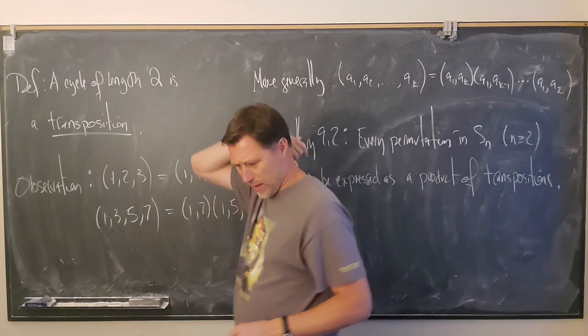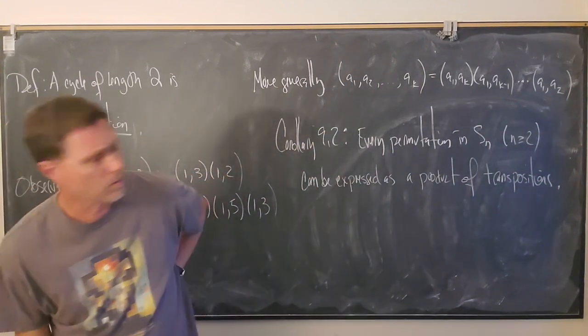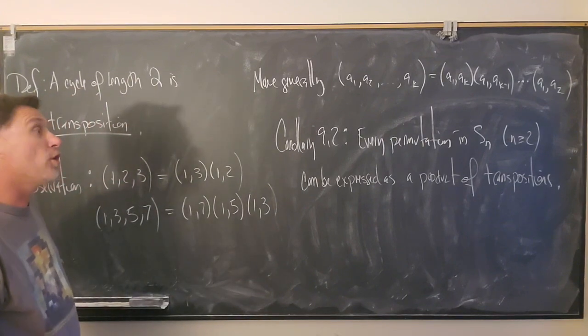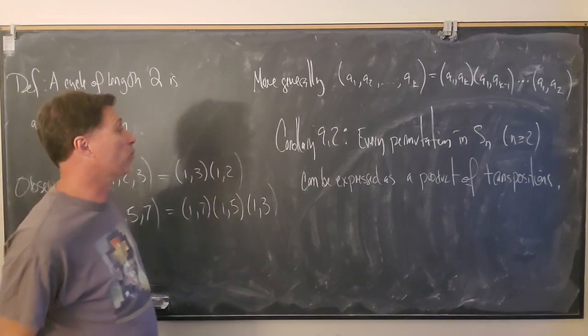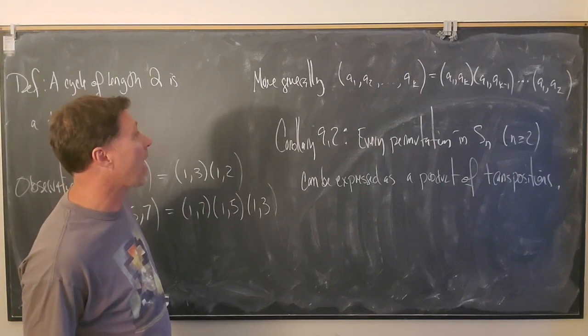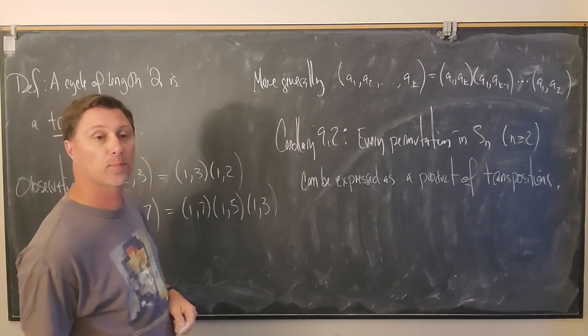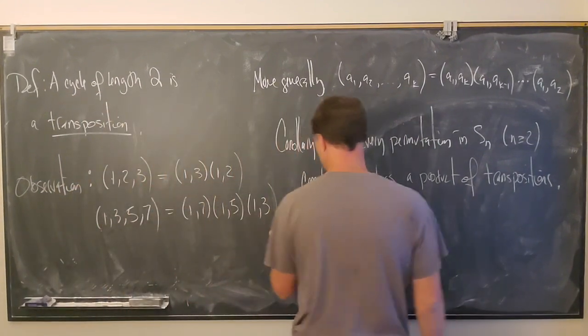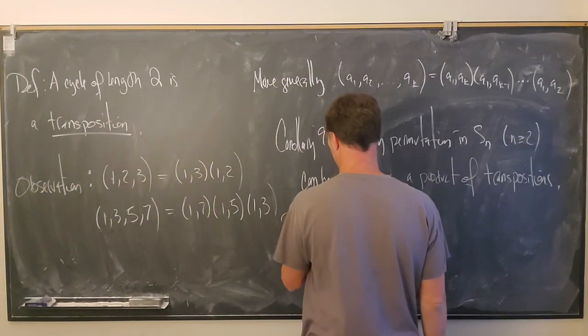How does the proof of that go? Well, let's see. We know that every permutation can be expressed as a product of cycles, and every cycle can be written as a product of transpositions. End of story. So the proof would go like this.